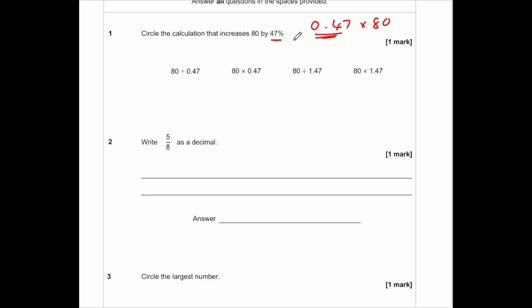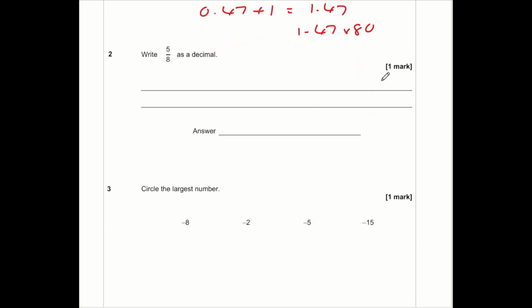Now, if you want to increase by 47%, you don't use 0.47, you add 1 to this number. So that would become 1.47. So the calculation would be 1.47 multiplied by 80, or 80 multiplied by 1.47, and that is the fourth answer there. Write 5/8 as a decimal. I wouldn't expect everyone to automatically know this.